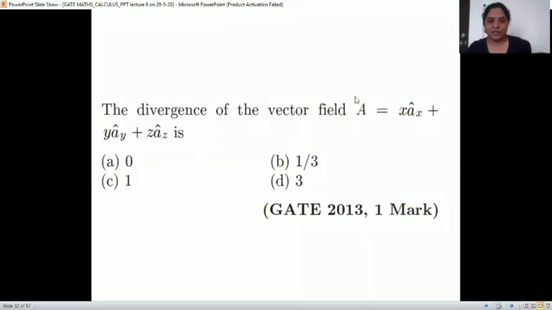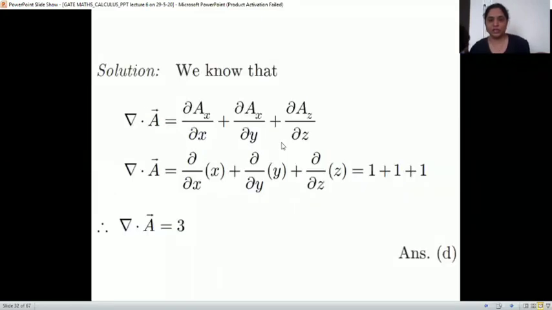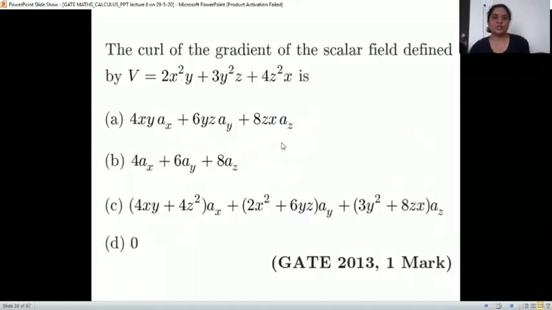Divergence is nothing but dou by dou x of first component, dou by dou y of second, plus dou by dou z of third component. That is 1 plus 1 plus 1, that is 3. Very good. Next question.